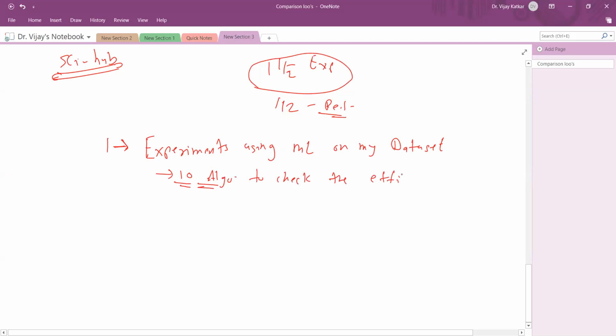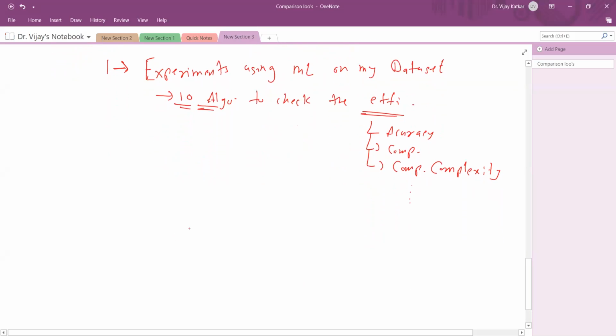So when we say that I'm going for checking the efficiency, it not only means accuracy. I was talking about computational efficiency, then computational complexity, and many other things that we already know. So this was my first thing. And after that, I shortlisted 3 algorithms.